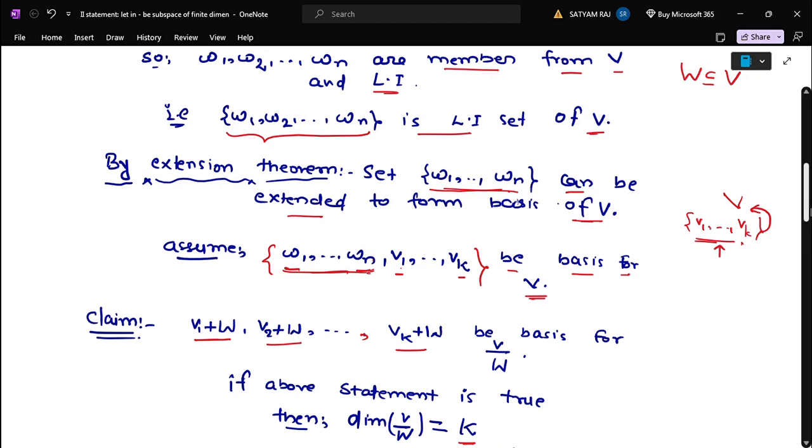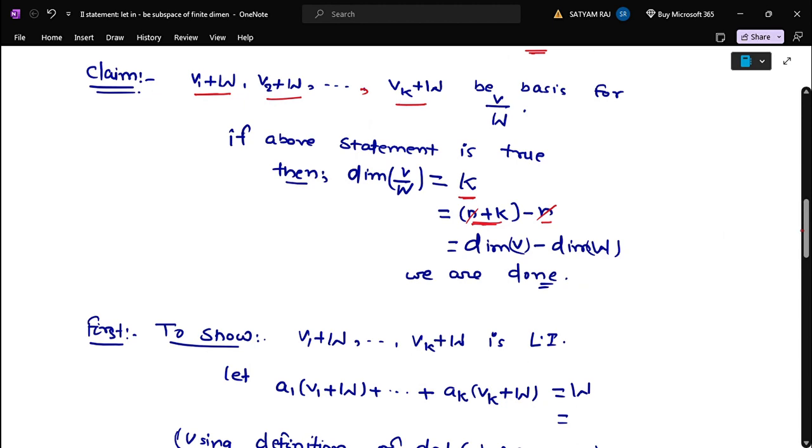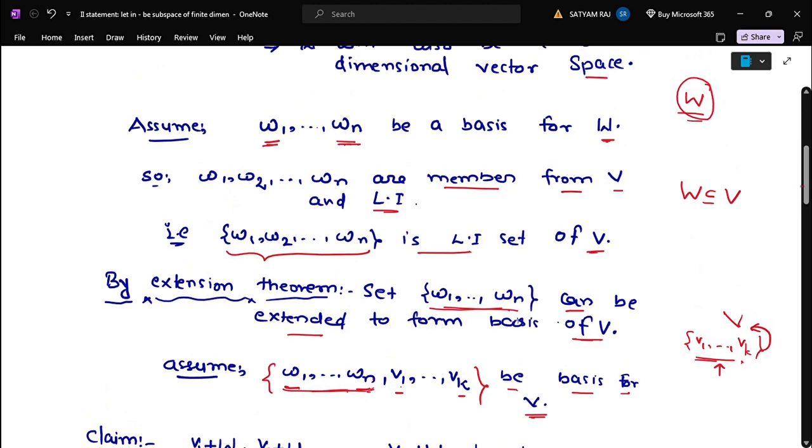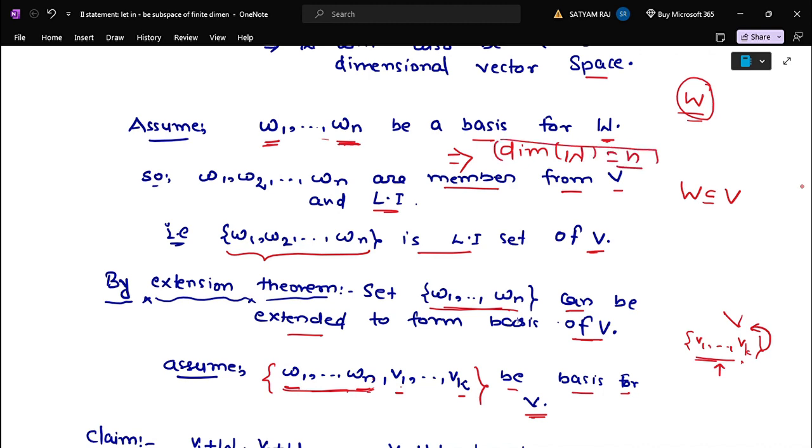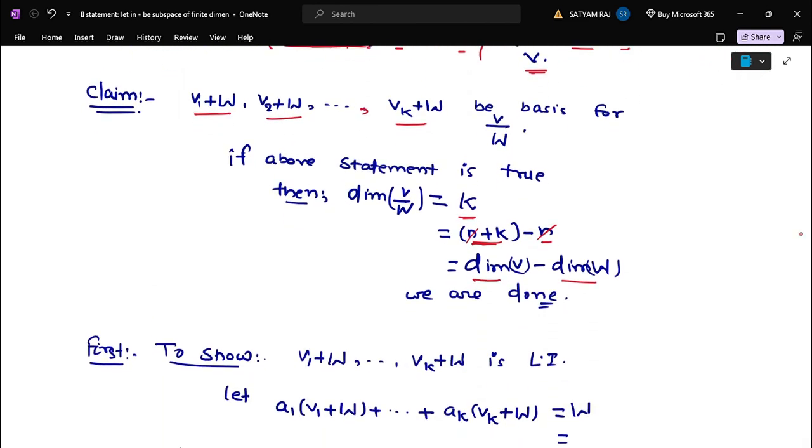So n plus k is the dimension of V, and n is the dimension of W, because W1 to Wn is a basis. This implies the dimension of W equals n. So the dimension of V/W equals the dimension of V minus the dimension of W, and that is what we have to prove. So if we are able to prove the dimension of V/W equals k, we are done.